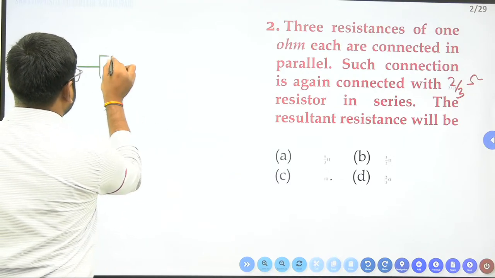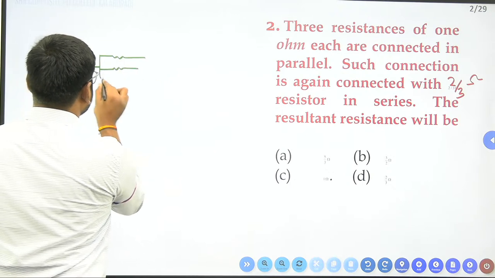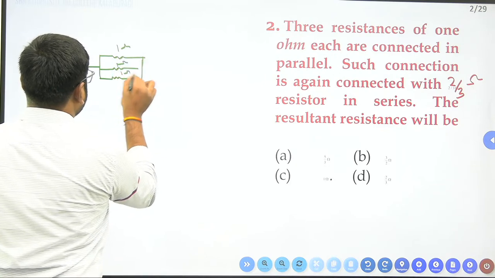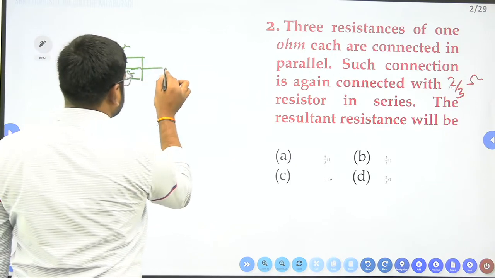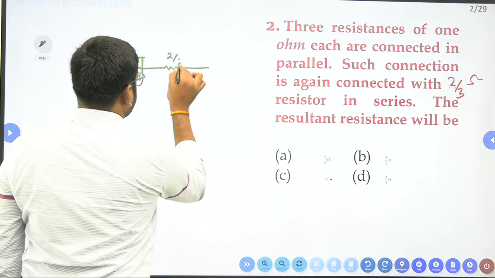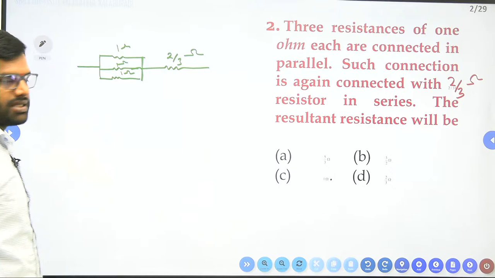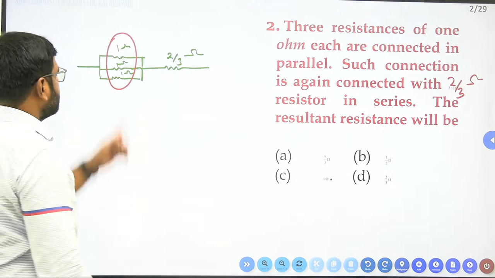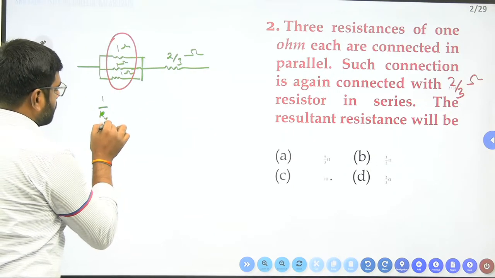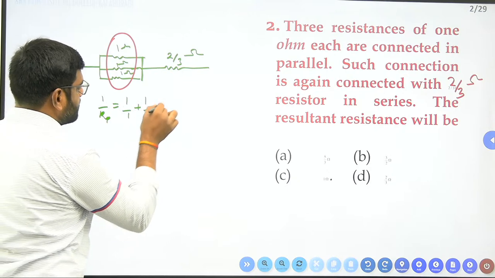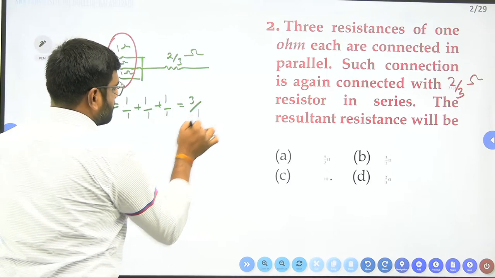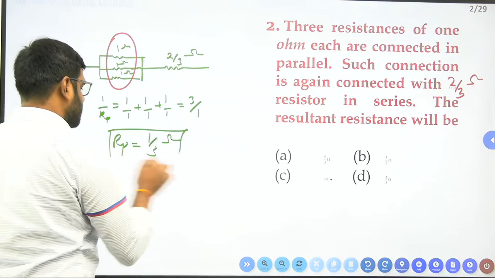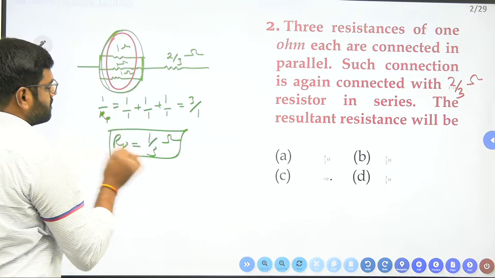Now here, three 1-ohm resistors are connected in parallel. Take it as a parallel combination: three resistors of equal resistance, 1 ohm, 1 ohm, 1 ohm, connected in parallel. The other resistor, 2 by 3 ohm, is connected in series with this combination. Now what is the effective of these three? 1 by RP is equal to 1 by 1 plus 1 by 1 plus 1 by 1, that equals 3 by 1. Then RP is equal to 1 by 3 ohm. So the effective resistance of this parallel combination becomes 1 by 3.